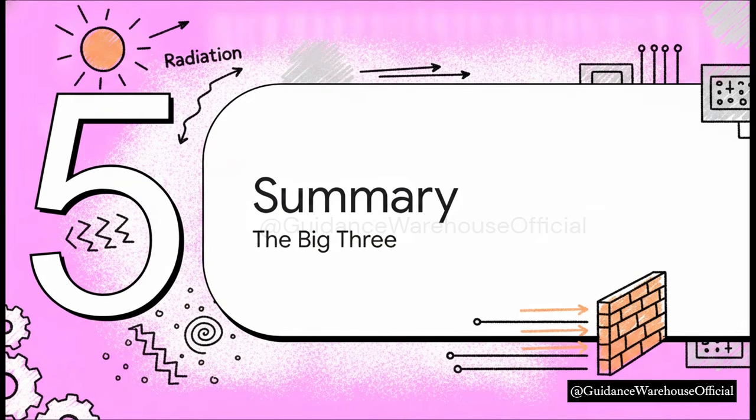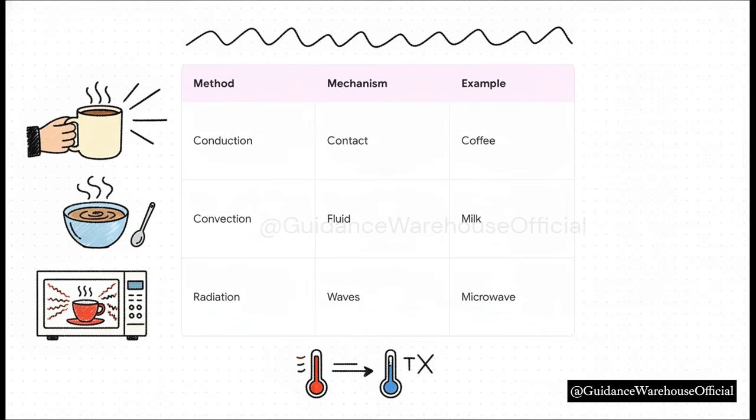The big three. Let's put everything we've learned together into an ultimate study guide. We've got the big three mechanisms right here, side by side. First, conduction, which is stationary physical contact, like holding that hot cup of coffee. Then, convection, which relies on macroscopic fluid movement, like steaming milk for cocoa. And finally, radiation, which uses electromagnetic waves, like microwaving that cold coffee. And remember, all three of these processes have one strict rule in common. They only ever occur when there is a difference in temperature.